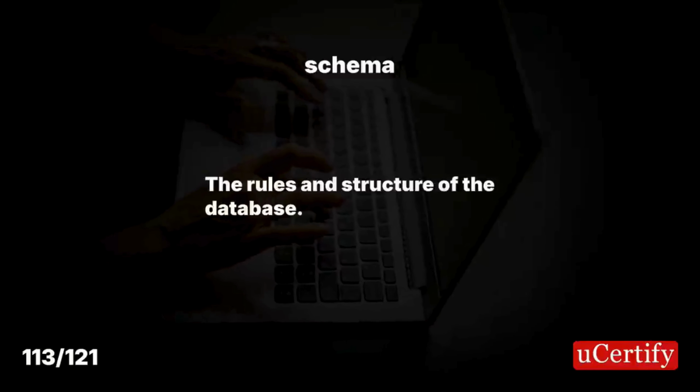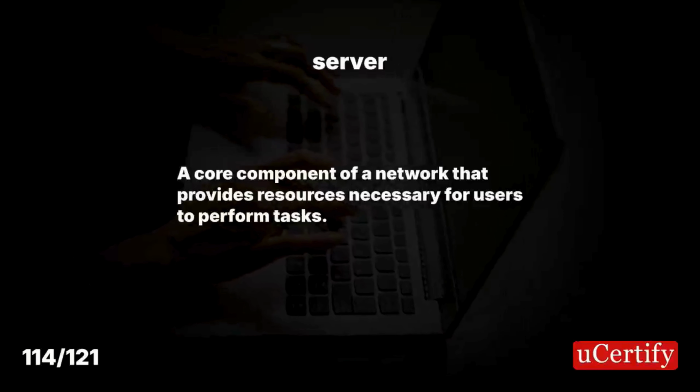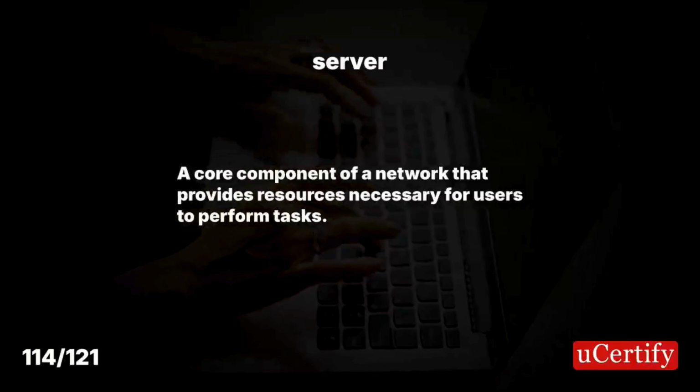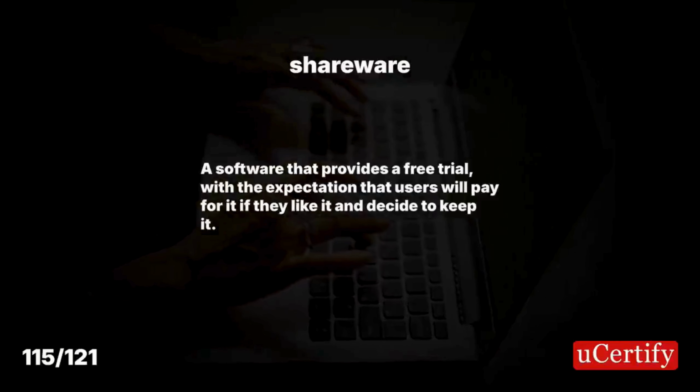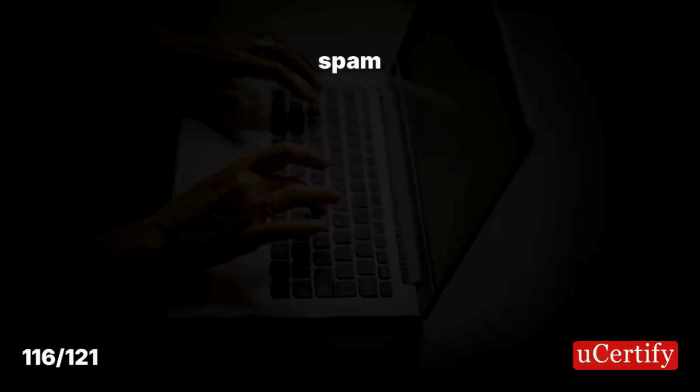Term: schema. Definition: the rules and structure of the database. Term: server. Definition: a core component of a network that provides resources necessary for users to perform tasks. Term: shareware. Definition: a software that provides a free trial with the expectation that users will pay for it if they like it and decide to keep it. Term: spam. Definition: an unwanted junk email. Term: switch. Definition: a network connectivity device that is at the center of most networks.